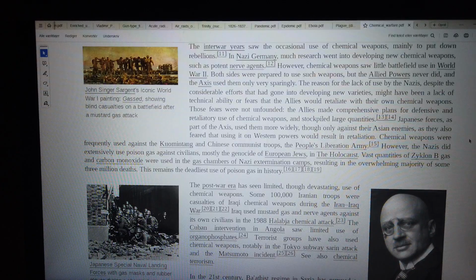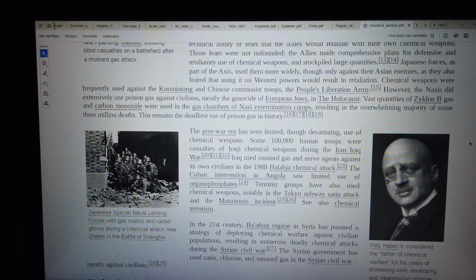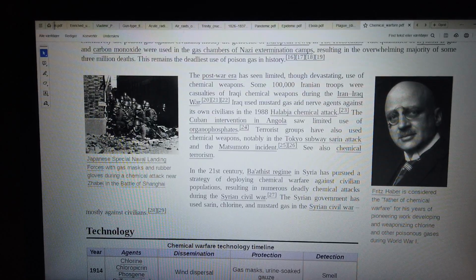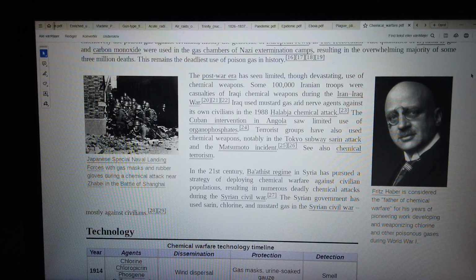Japanese Special Naval Landing Forces with gas masks and rubber gloves during a chemical attack near Jebi in the Battle of Shanghai. Fritz Haber is considered the father of chemical warfare for his years of pioneering work developing and weaponizing chlorine and other poisonous gases during World War I.